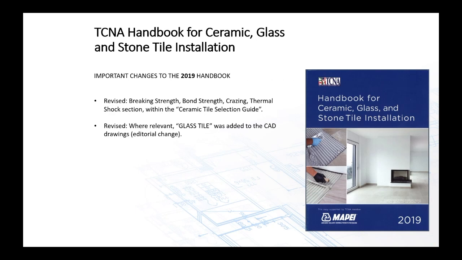So, some important changes in 2019. You might even ask me why 2019? Well, I know it's 2020, but that 2020 handbook is not out yet. Generally it comes out at Coverings, which is this week. So hopefully we'll hear something in the very near future about the 2020 being out, but at this point I do not have one, so I couldn't reference it. Some of the revisions were to breaking strength, bond strength, crazing, and thermal shock sections within the ceramic tile selection guide up in the front end of the book. Also revised was where glass tile was added to the CAD details because the method showed ceramic as well as glass tile, so they added that to it. More of an editorial change.